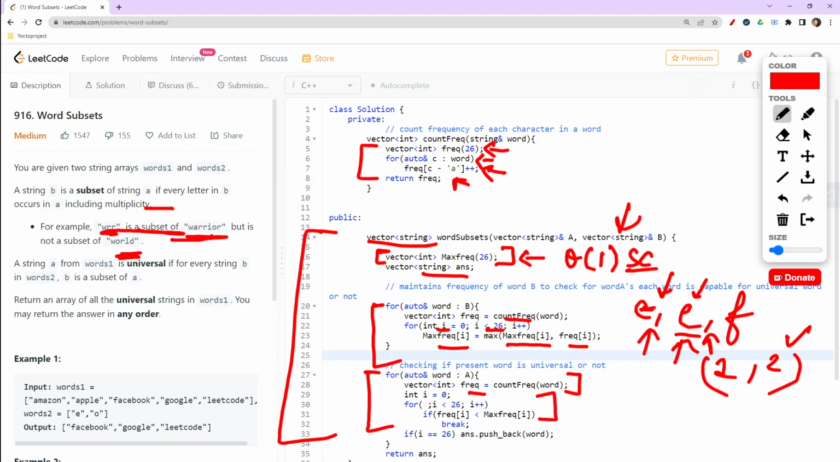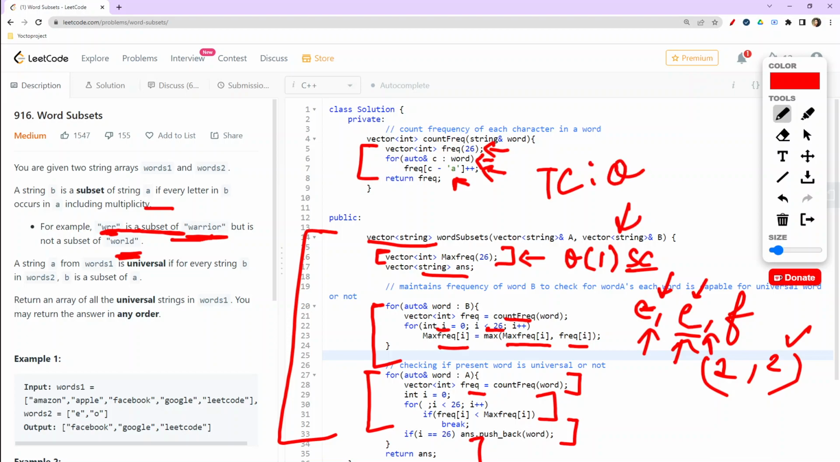Now next, if i equals 26, then answer dot push back word. So at the last, if i directly reaches 26, then we directly push the word which is there. Now at the end we return our answer, which we have stored earlier. And this is how this particular question needs to be done.